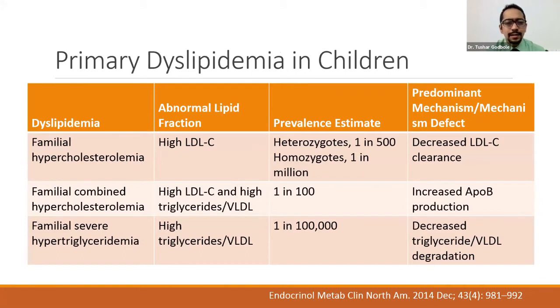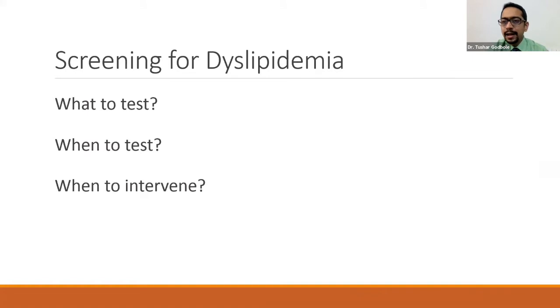So the common primary dyslipidemias I have already elaborated: the familial hypercholesterolemia, the heterozygotes and the homozygotes. The frequency is there in front of your screens. So the predominant mechanism of defect is decreased LDL clearance in hypercholesterolemia, the increased ApoB production in combined hyperlipidemia, and decreased triglyceride uptake or degradation in hypertriglyceridemia. It's very easy to remember. So what are the screening guidelines? What is to be screened, what is to be tested, when is it to be tested, and how do we intervene?